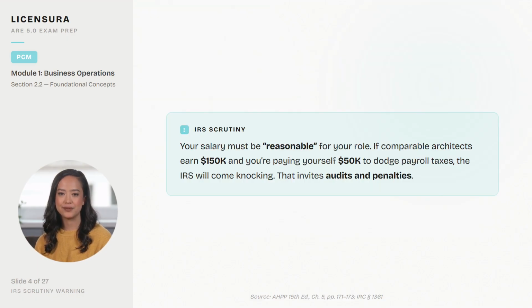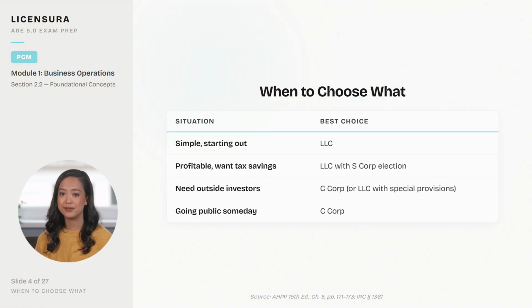But there's a catch, and this comes up on the exam. Your salary must be reasonable for your role. If comparable architects in your area earn $150K and you're paying yourself $50K just to dodge payroll taxes, the IRS will absolutely notice. That leads to audits, penalties, and back taxes.